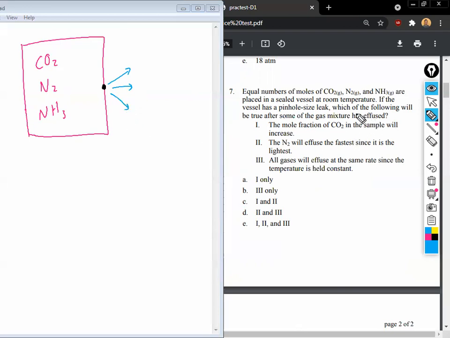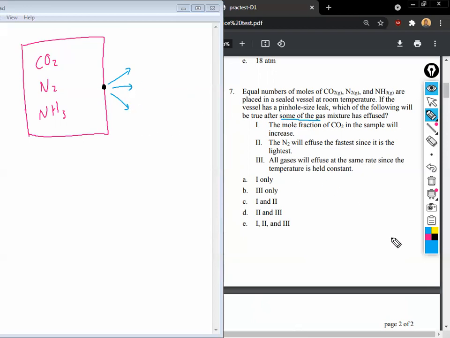Then it's asking us which of the following will be true after some of the gas has effused. Effusion, do you remember effusion? Gases come out of a small hole. So after some effusion has happened.